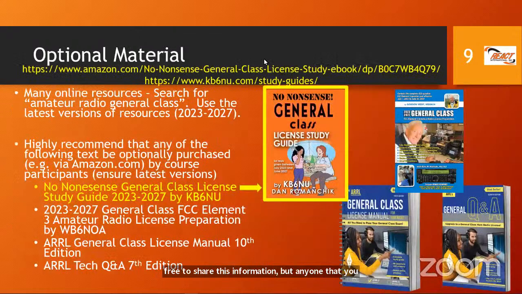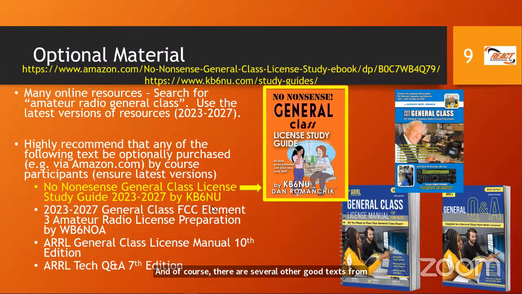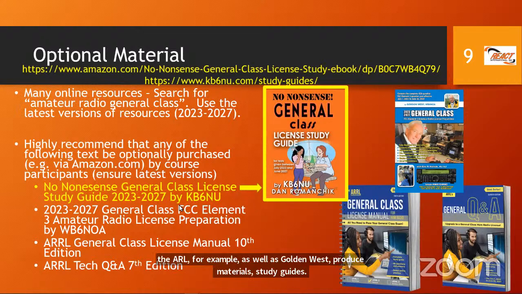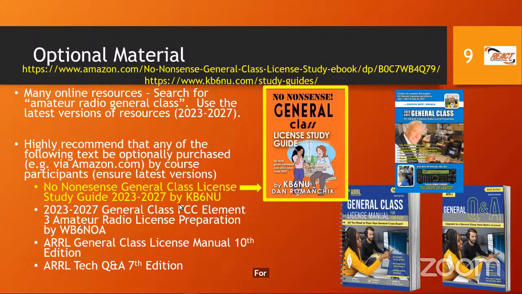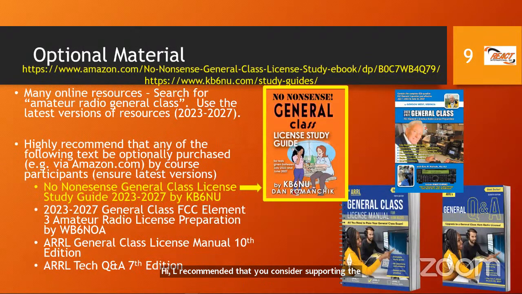Okay, so there's an accompanying text to this level that we're using. We're using the No Nonsense General Class License Study Guide, and of course there are several other good texts from the ARL, for example, as well as Gordon West, who produce study guides for the entire range of courses. You have the Technician, you have the General, which is what we're doing, and the Extra class. It's highly recommended that you consider supporting the authors by acquiring at least one text, a couple if you can, but it's optional really. You do not need to purchase anything.